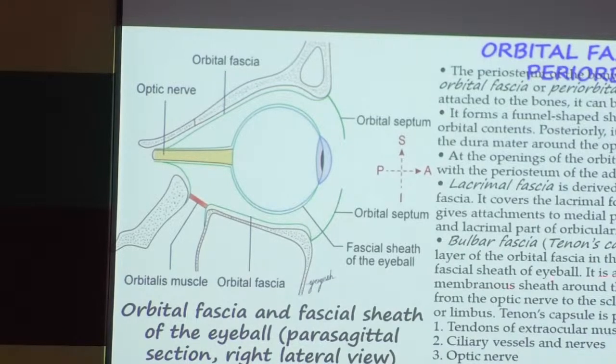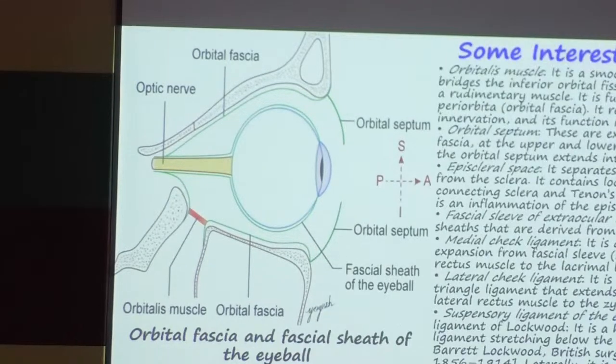Okay, so Tenon's capsule is the inner layer of orbital fascia in the orbit that forms the fascial sheath of the eyeball, and it is a thin, loose membranous sheath around the eyeball, extending from the optic nerve to the sclerocorneal junction or limbus. And Tenon's capsule is pierced by these structures. This is very frequently asked: tendons of extraocular muscles, ciliary vessels and nerves, and optic nerve. These pierce Tenon's capsule.